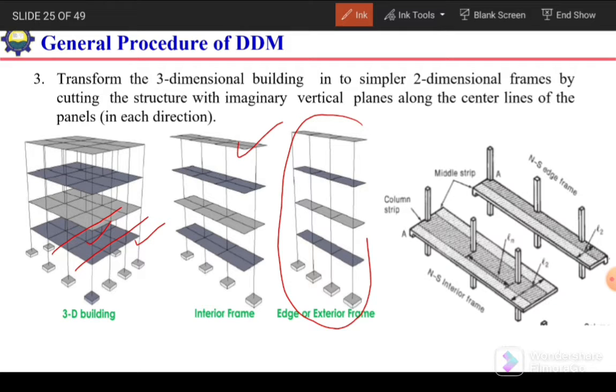In case of an exterior or edge frame, we will have slab only on one side of the column, but in case of an interior frame, slab will exist on both sides. This is also evident from this figure. This is the exterior frame and this one is the interior frame. In the exterior frame, we have columns at the edges and slab on one side, and in the interior frame, we have columns and slab on both sides of it. So we have to divide our slab system or our structure into exterior and interior frames.